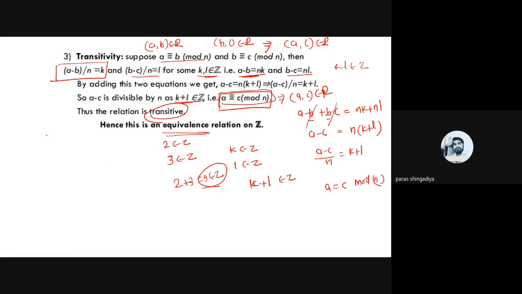Why is it an equivalence relation? Because it satisfies the reflexive condition, the symmetric condition, and at last we proved the transitive condition. So all these three conditions are proved for this example. So we can say it is an equivalence relation on Z. Is it clear?